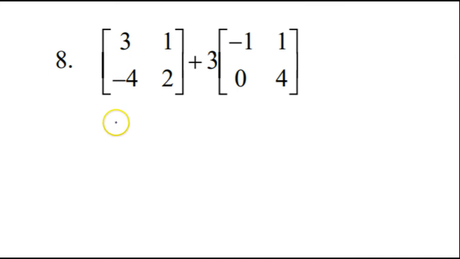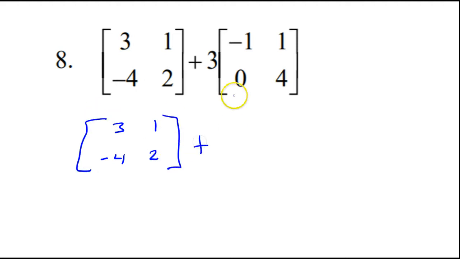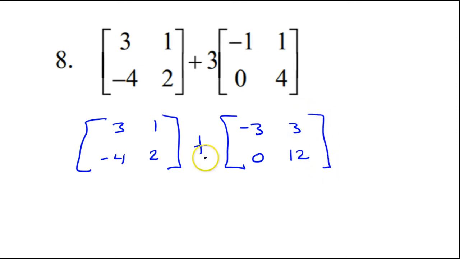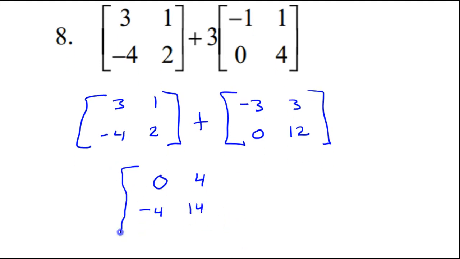Number 8. This looks doable. First, I'm going to keep the first matrix as it is. All right, I'm not changing anything. So I can focus on multiplying the second matrix by the scalar 3. So I will have negative 3 and positive 3 and 0 and 12. Now I can add the corresponding elements. So that will give me 0 and 4 and negative 4 and 14. So this would be the answer to number 8.